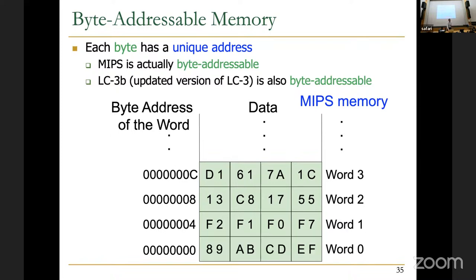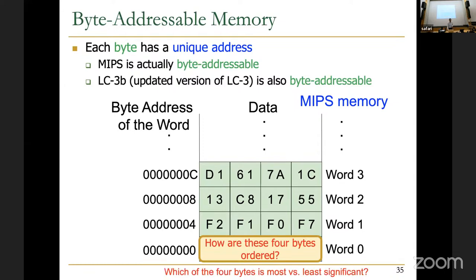Okay, so now we have an issue over here, though. If you look over here, I said this is word address zero, word address four, word address eight. But we have four bytes inside the word. How are we going to address them? How are we going to order them? And this immediately causes, I don't want to call it a problem, but a convention difference. Which of those four bytes is the most versus least significant? The programmer needs to know that, right?